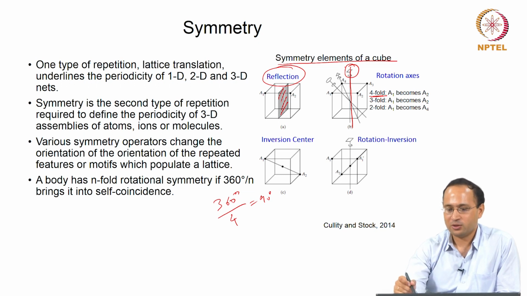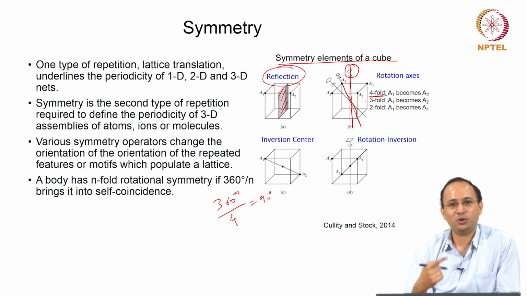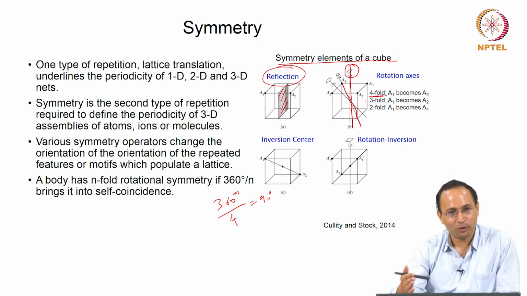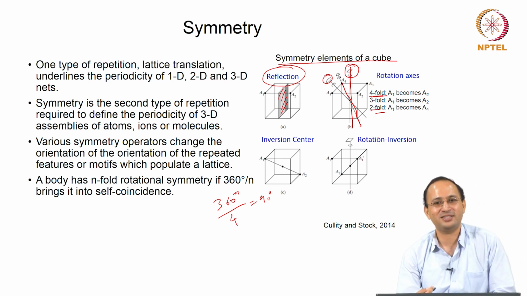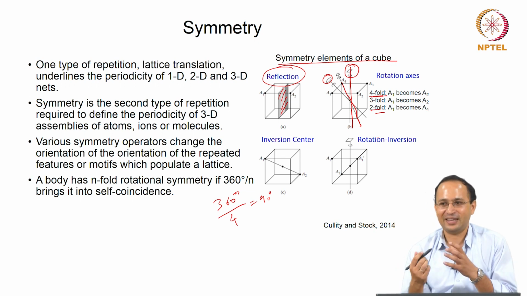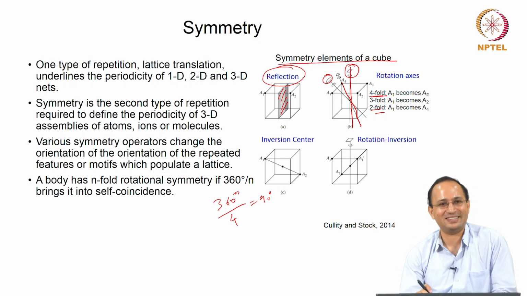That is called 4-fold. Also it has 3-fold symmetry along this. 3-fold means you have to rotate it by 120 degrees, 360 over 3 is 120. If you rotate about this axis by 120 degrees, your A1 becomes A2, that is another symmetry operation. Now 2-fold symmetry, this is 2-fold. About this axis if you rotate by 180 degrees, 2-fold means 360 by 2, 180 degrees. You can try that, have a cube and visualize it. So these are the rotation axes.